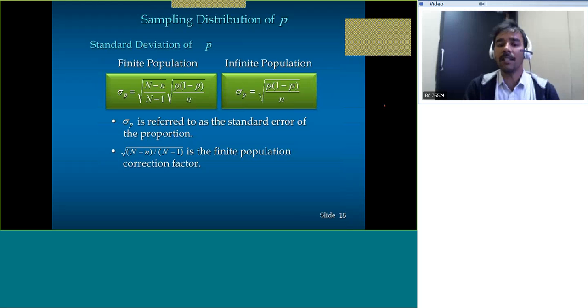Please observe that in finite population there is an extra term, square root over (N minus n) by (N minus 1). This is known as finite population correction factor. When the finite population becomes infinite, this square root term becomes 1. That's why you got the infinite population formula. I'll show you that.